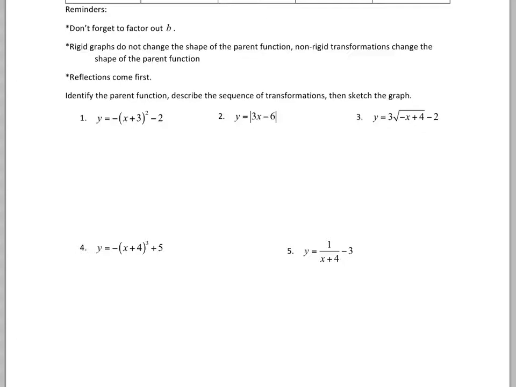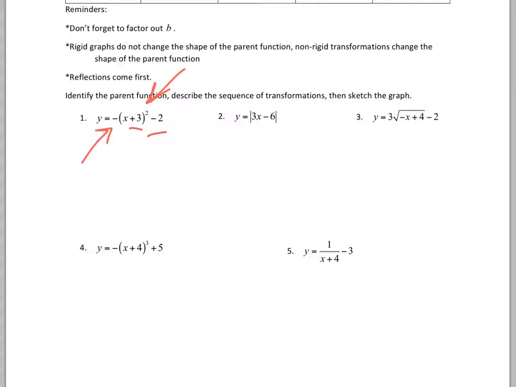For the first one, I recognize that it's got a reflection over the x-axis, and I notice that it's going to get shifted. Well, let me back up. This is a parabola, and hopefully you all are familiar with parabolas. And it opens down because of that negative that shows up in the front right there. This plus 3 actually moves it not in the positive direction, but to the left 3 units, and then this moves it down 2.